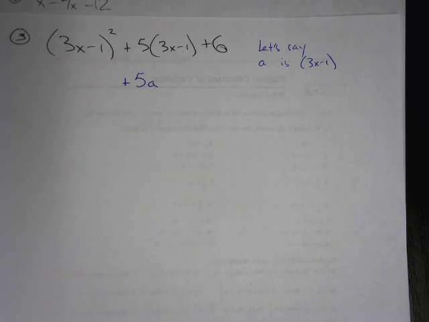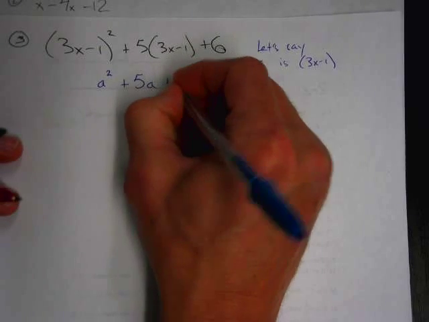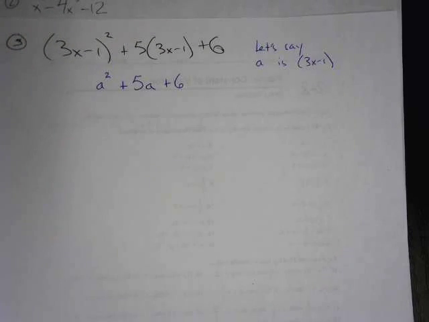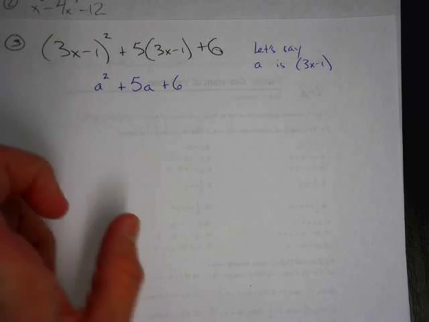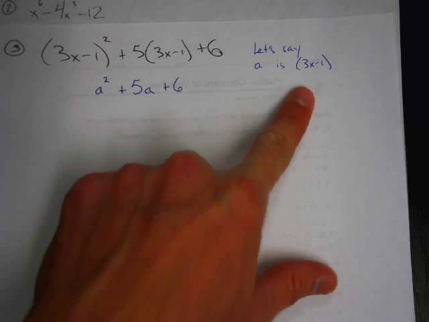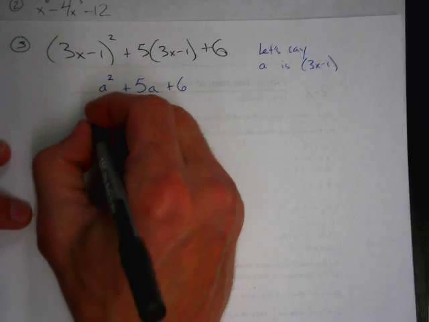That means that first term is going to be a squared, and of course the constant, that's not going to change, it's plus 6, right? So now we're ready to factor. How perfect is that? And this is the hard part right there. So having the vision to see that if we say a is 3x minus 1, such a good place to be. So now we can factor this.